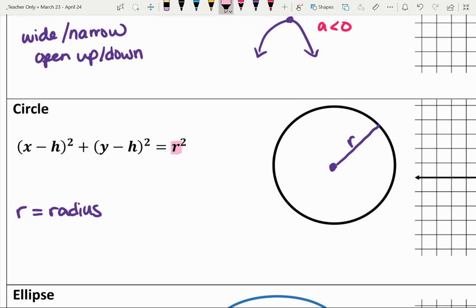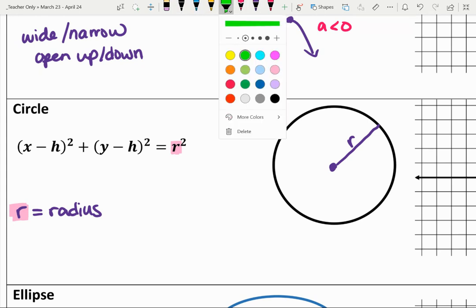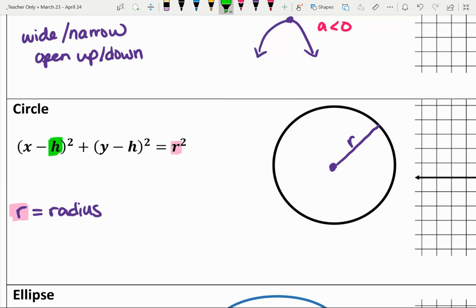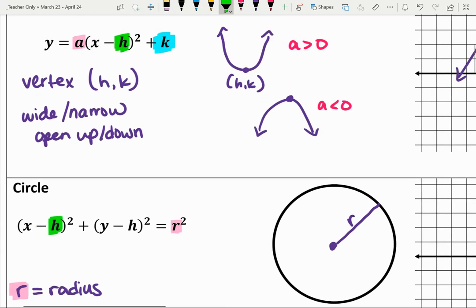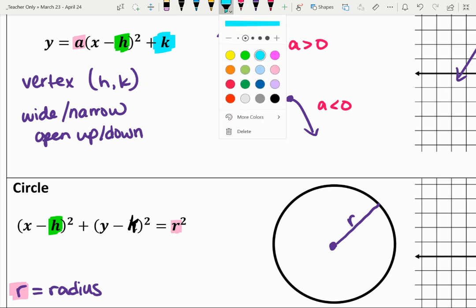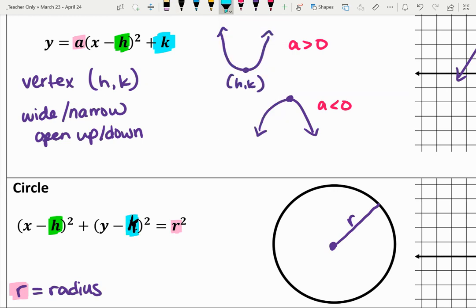We use r squared there, but r is going to represent the radius. And then there are some other familiar faces here, one of which has a major typo. We have x minus h, which looks like the vertex form of our parabola. And then we should have y minus k. So go ahead and change that to a k there. That's my mistake. It should say k.